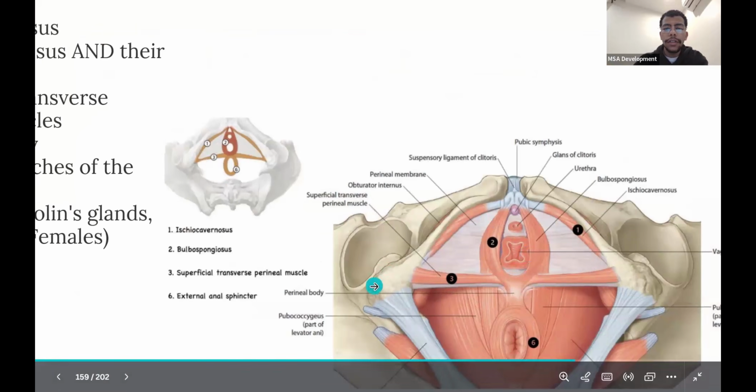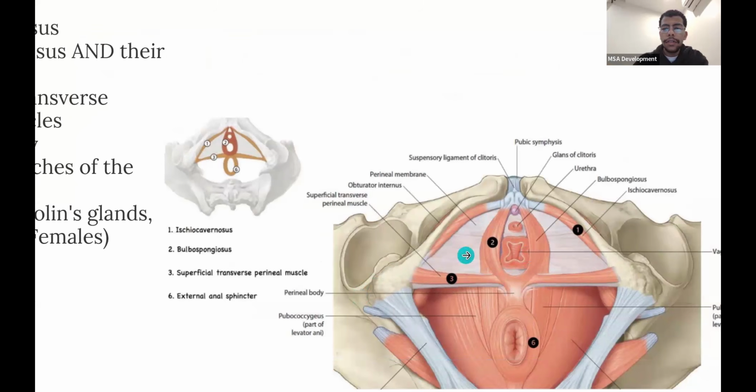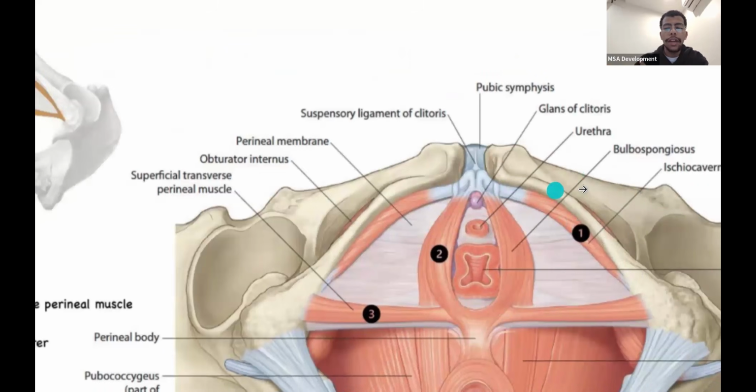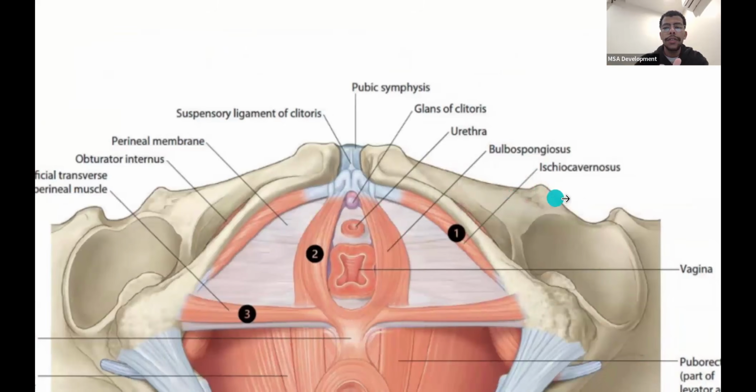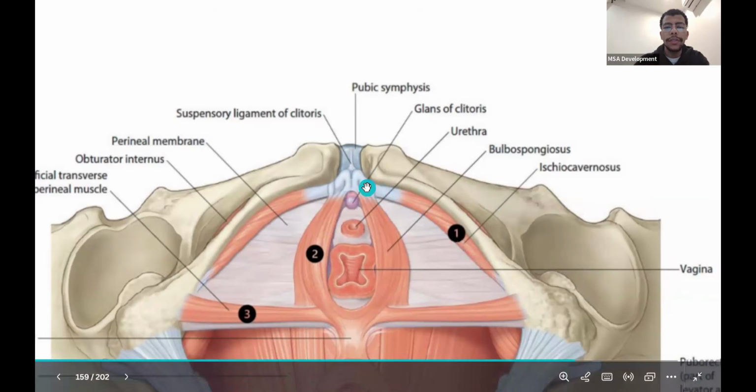Again, as we mentioned, this is the ischiocavernosus. Now, remember, we said over there in the penis that it was the corpus cavernosum. Here, we also have corpus cavernosum. However, it's really tiny. That's why we also have the ischiocavernosus muscle that attaches to it. And then we have the clitoris.